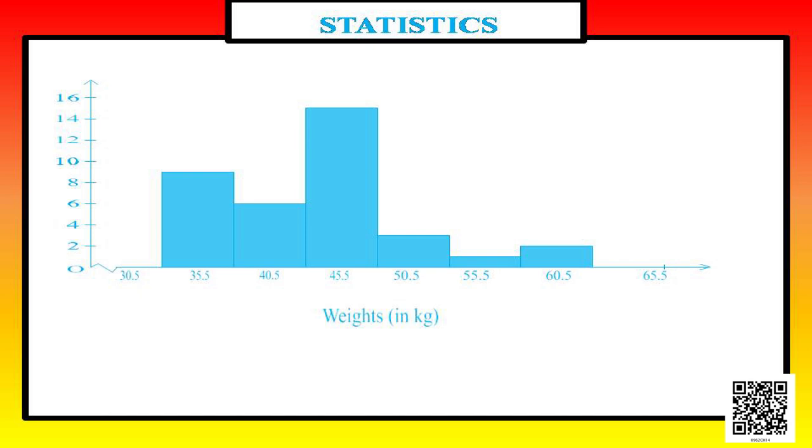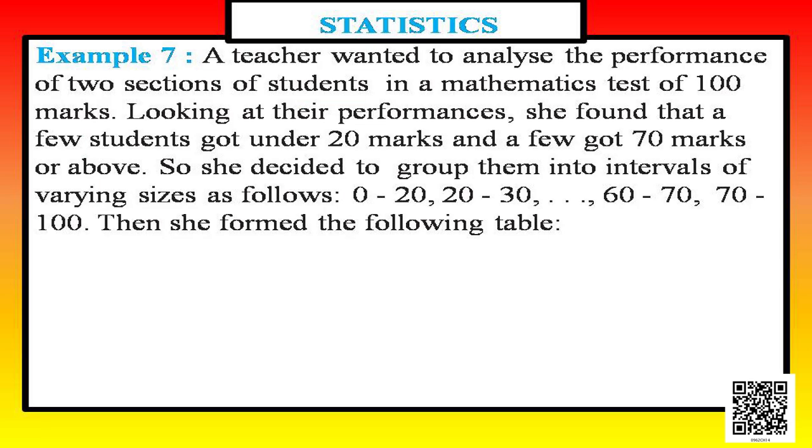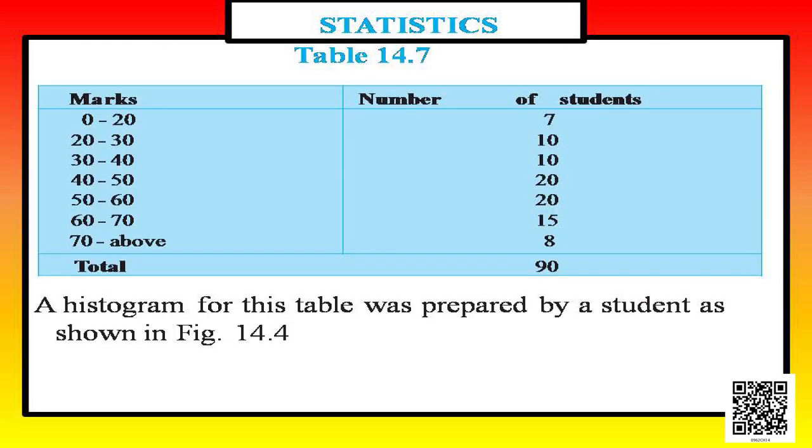So we come to the next one, that is example 7 of the book. Please see it in the figure. The class intervals are marked as 0 to 20. So the class width is 20 here. Next is 20 to 30, class width is 10. 30 to 40, class width 10. 40 to 50, again class width 10.